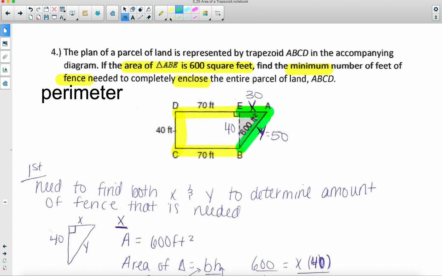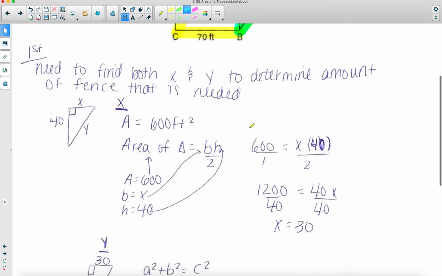So take a look at how I started here. I said, well, if this is 40, then this is also 40 over here because it's a rectangle and opposite sides are equal. And then I took a look off to the right, and what we have is this nice triangle, and it's a right triangle. What I know about this right triangle so far is that the height is 40 and the area is 600 feet squared.